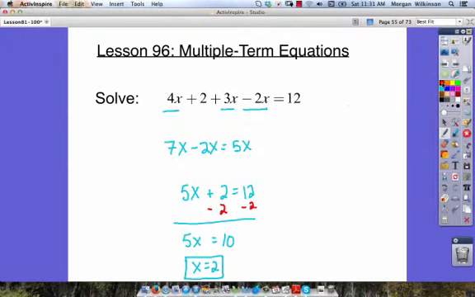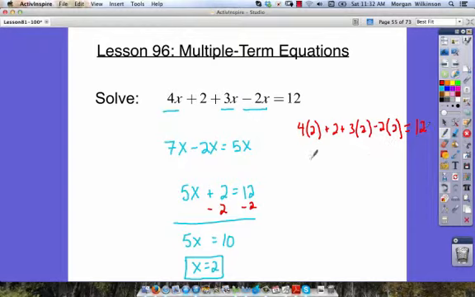We could check our answer. In order to check our answer, we'd substitute a 2 in for each of our x's and see if the left side is 12 and the right side is 12. Let's go through that. 4 times 2 plus 2 plus 3 times 2, because x is 2, minus 2x. The whole thing, instead of 2x, we need to put our value for x in of 2. And the whole thing should be equal to 12.